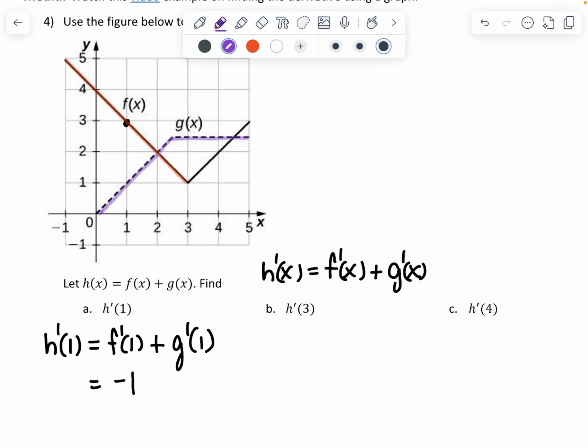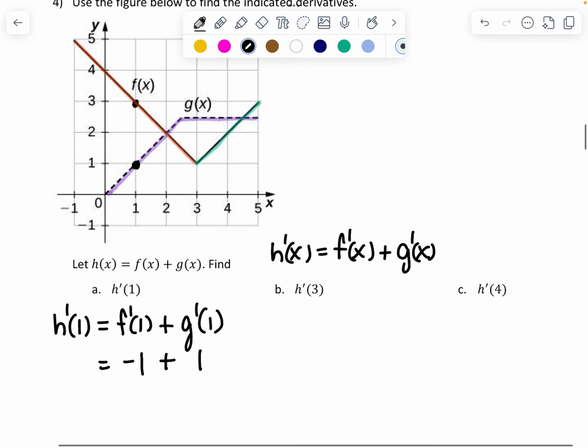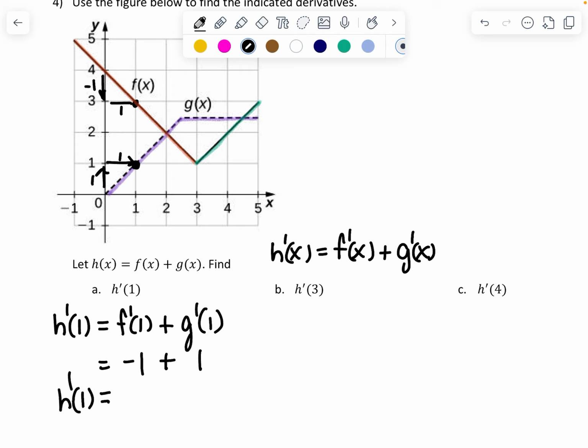And then I'm going to choose a different color here, and I'm going to highlight this because I think I'm going to use that as well. Okay, so now g prime of 1 is right here, and it looks like we have a slope of 1 there. If you go up and over, rise over run, here we go, rise -1, run 1. So remember, that's a slope of -1 over 1. Same thing here, 1 over 1, 1. So it looks like h prime of 1 is equal to 0. So we have our first answer here.